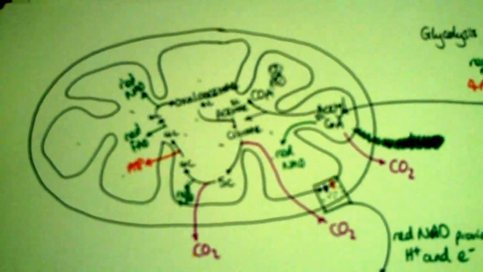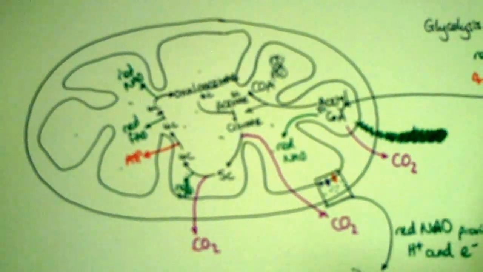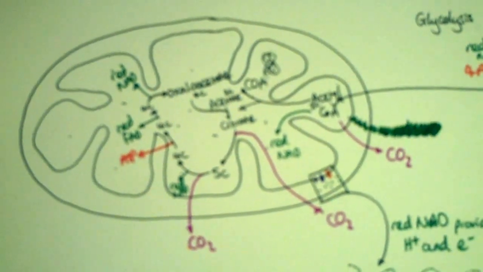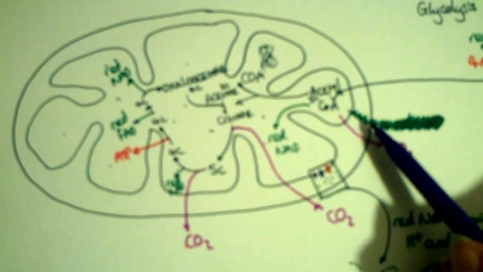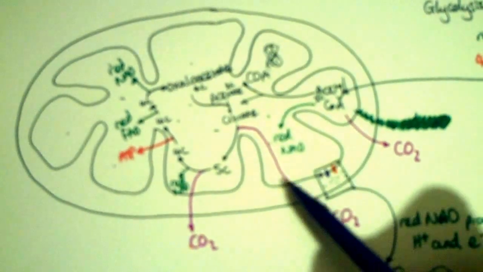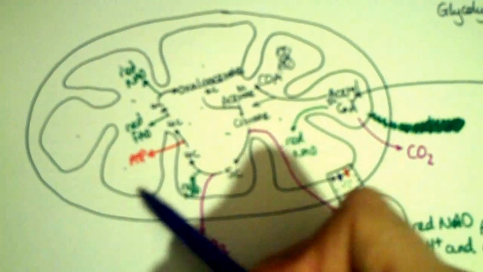This is the story of aerobic respiration. Aerobic respiration takes place inside a mitochondrion. You can see that the mitochondrion has lots of infoldings called cristae.